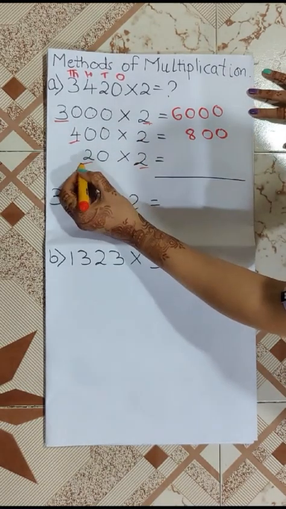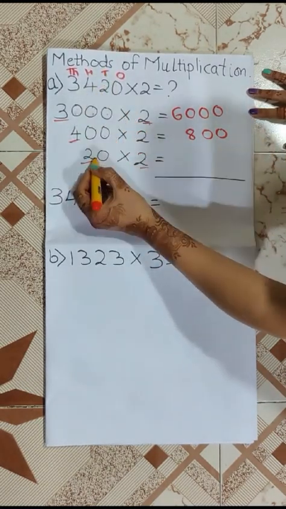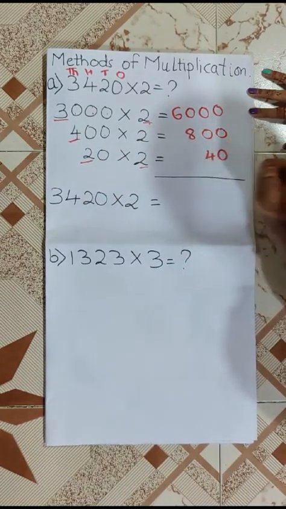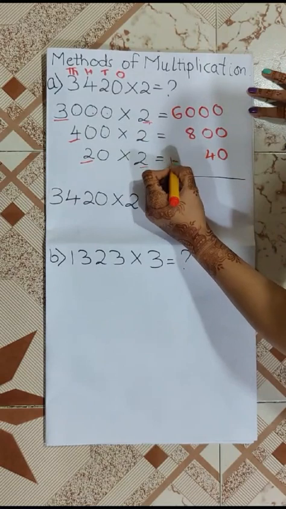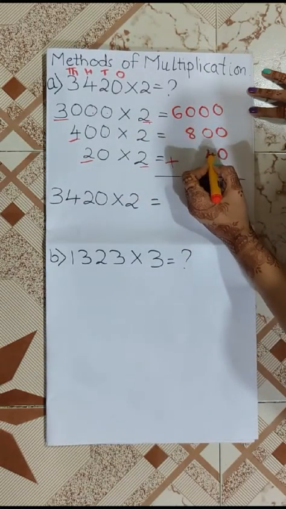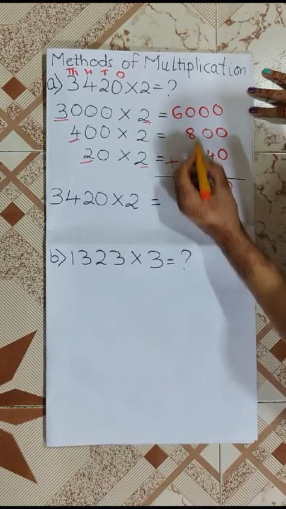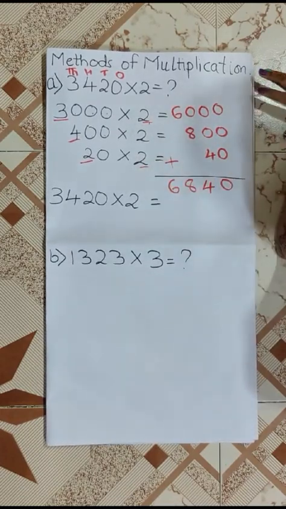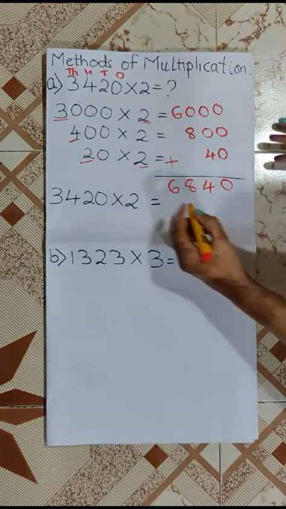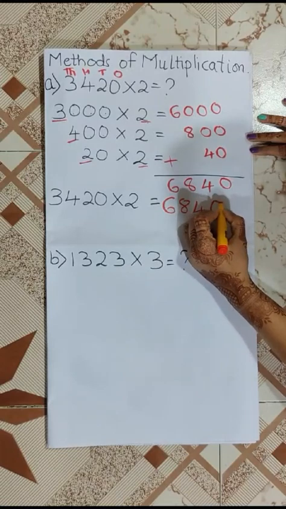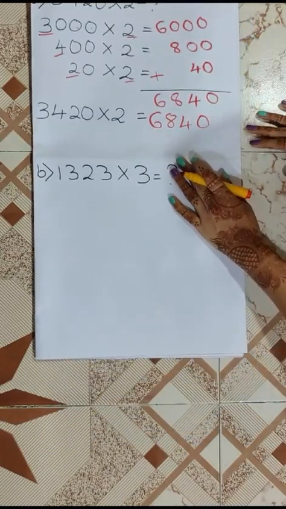So 2 times 2 is 4, which is my tens position. Therefore, I will write my 4 here and then comes my 0. So let's add all this together. 0 plus 0 is 0. Then 0 plus 0, and then I have my 4. 0 plus 8, I have my 8, and finally I have my 6. So my answer is 6840. Let's take the second example.